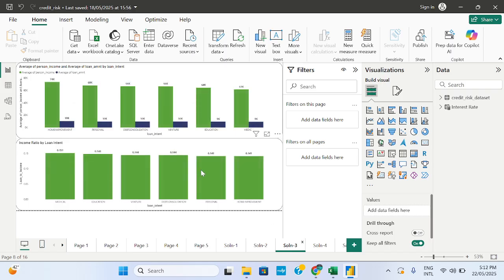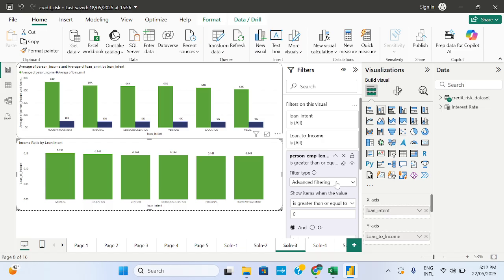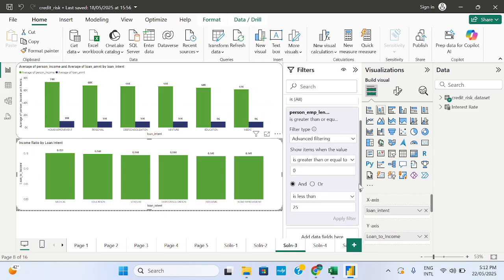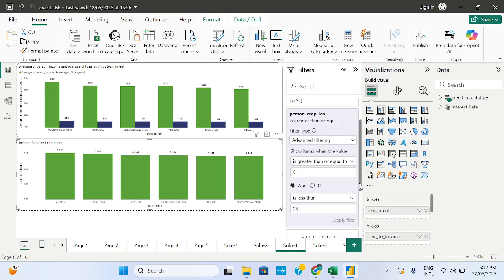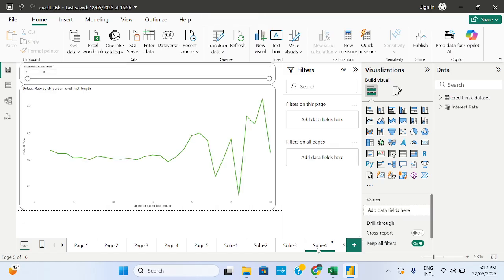Coming to solution 3, we can see that I have discussed medical and educational. Here I have used a clustered column chart, and this is also a bar chart, and we can see that advanced filtering is given here, where I have given 0 to 25, which tells which category of length is required to be put here. Now, if I go to solution 4, this also has to be discussed.